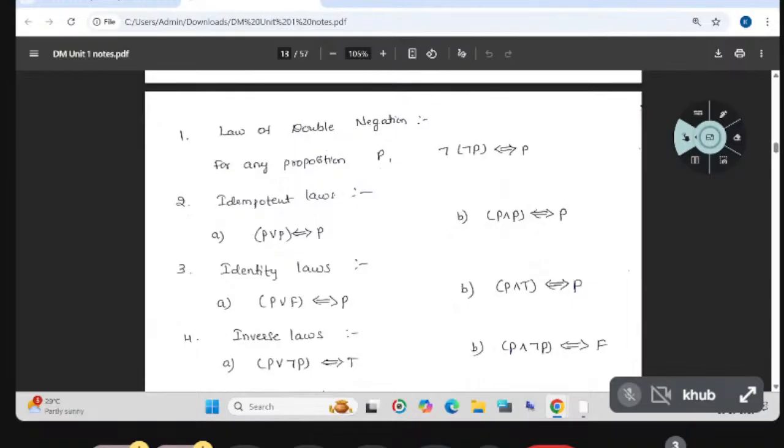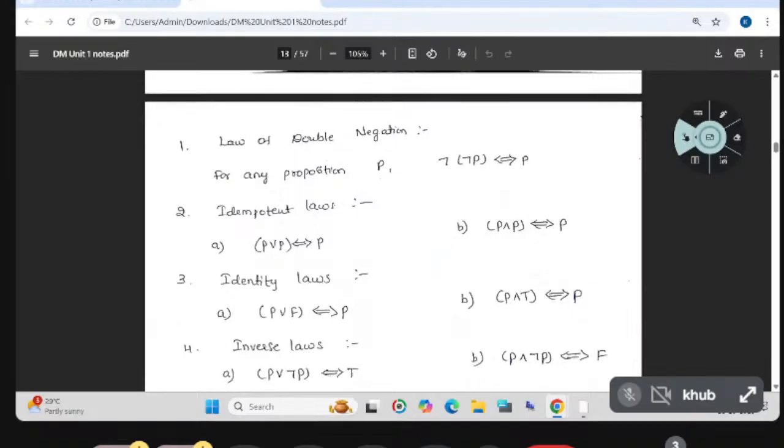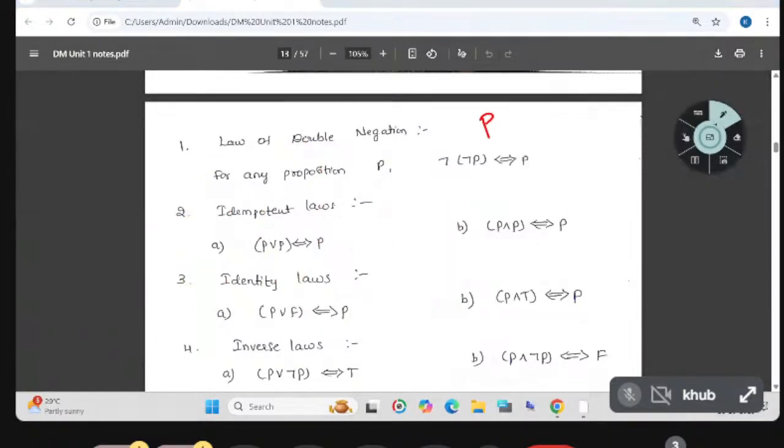Okay? So first one is law of double negation. That is, if you are having negation and negation, that is when you are having both negation, that is double negation, that is going to be equal to positive value. If you are having P as one of the variable, if you are going for negation of negation of P, then double negation is going to be your P value itself. So how? Just you can check with your truth table.